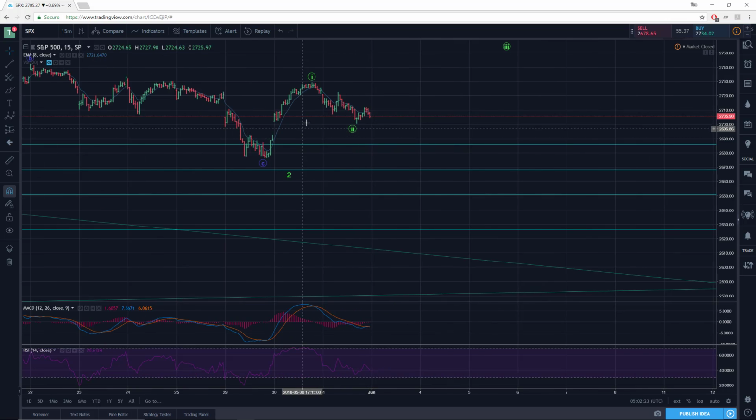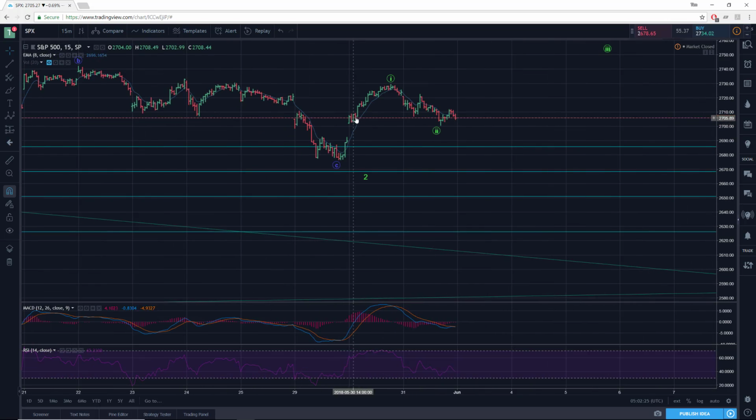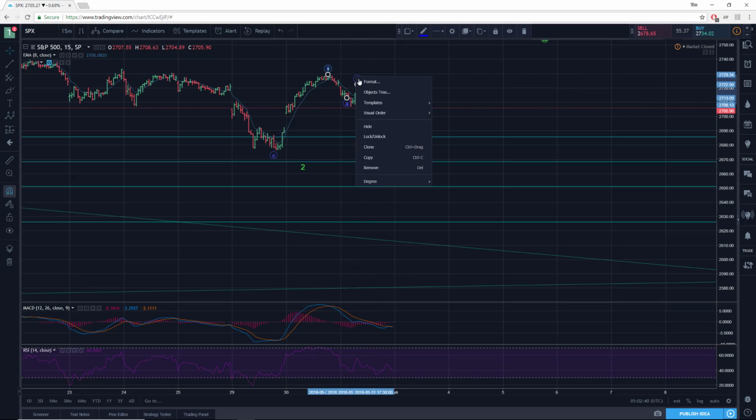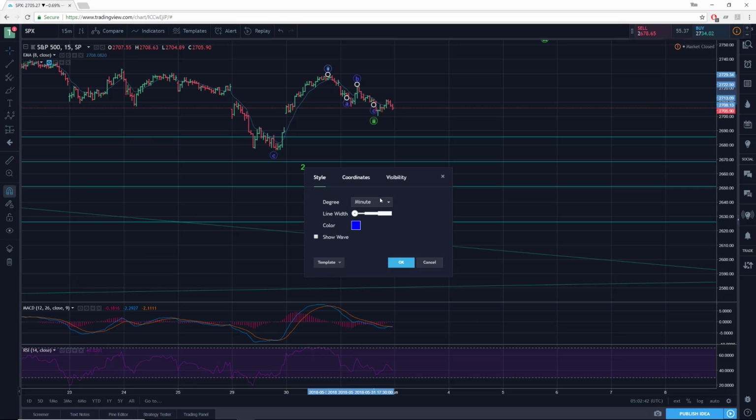this 15-minute, yeah, that should work out. On this 15-minute chart, so we had that move up from the lows, and then we had this ABC down. And let me just illustrate this. It's a nice ABC down, and let's see here, that's minuet. Get the degree correct here.